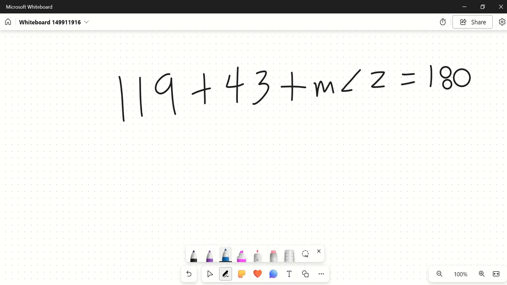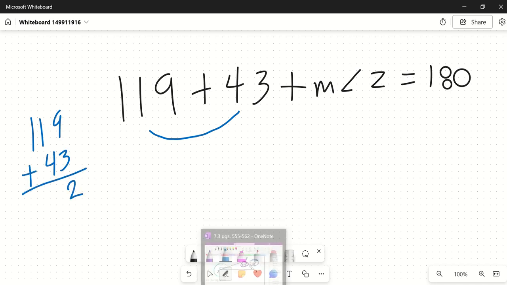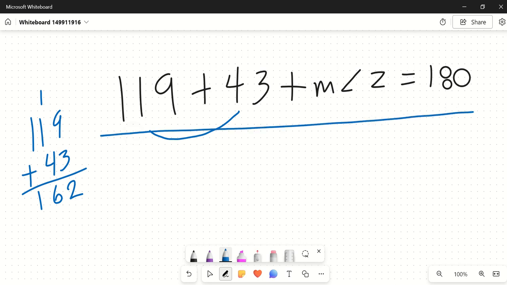Your first step is to combine these two, because otherwise you're making 2 moves and it's just easier if we combine them. So 119 plus 43. Everyone's going to help me with this math. 9 plus 3. Carry the 1. 1 plus 1 plus 4. And 1 plus nothing. So my new equation will be 162 plus measure of angle Z equals 180.